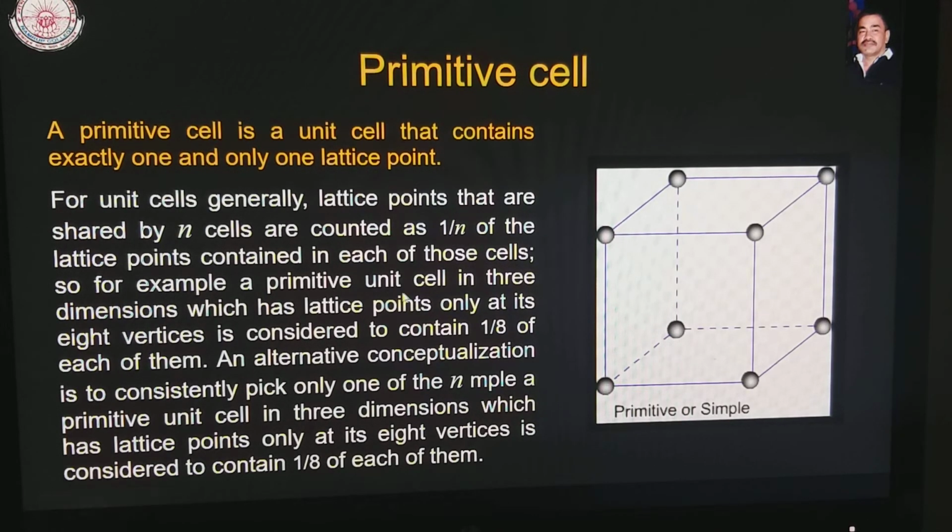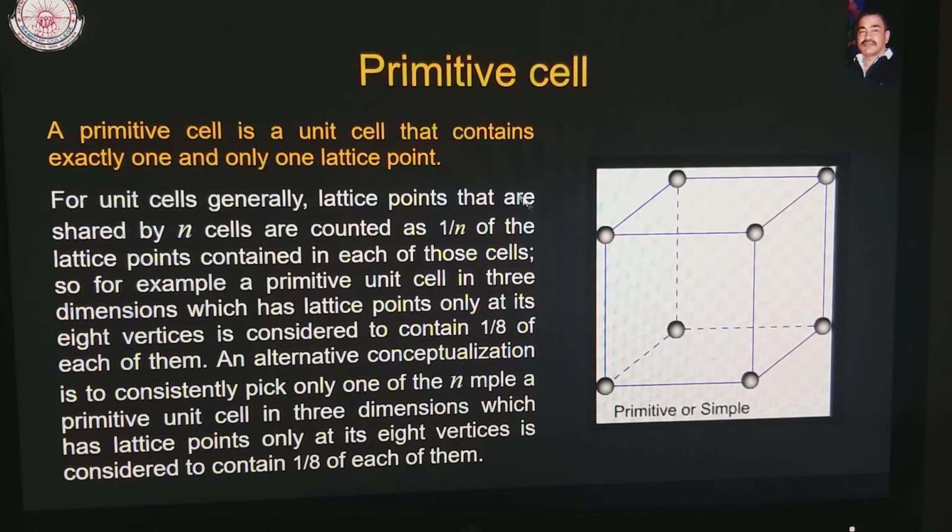For example, a primitive unit cell in 3 dimensions which has lattice points only at its 8 vertices is considered to contain 1 by 8 of each of them. An alternative conceptualization is to consistently pick only one of the n lattice points.